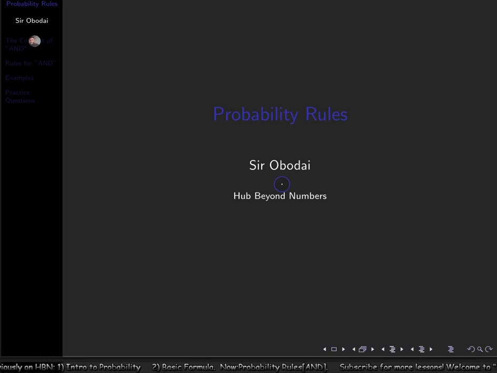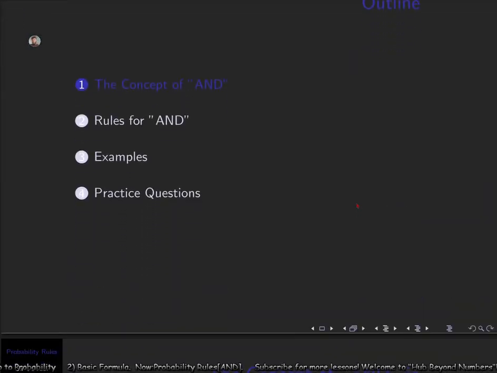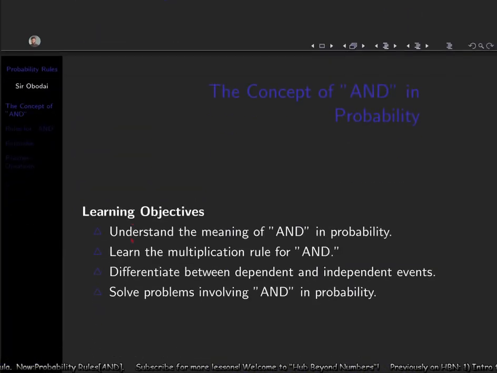In this video we are looking at the rules of probability, and specifically we'll be looking at "and". Subsequently we'll also look at "or", right? So without wasting much time, let's go through what we are going to do. We'll look at the concept of "and" and then the rules that regard it, right? And then we'll look at some examples and also solve some practical questions on it.